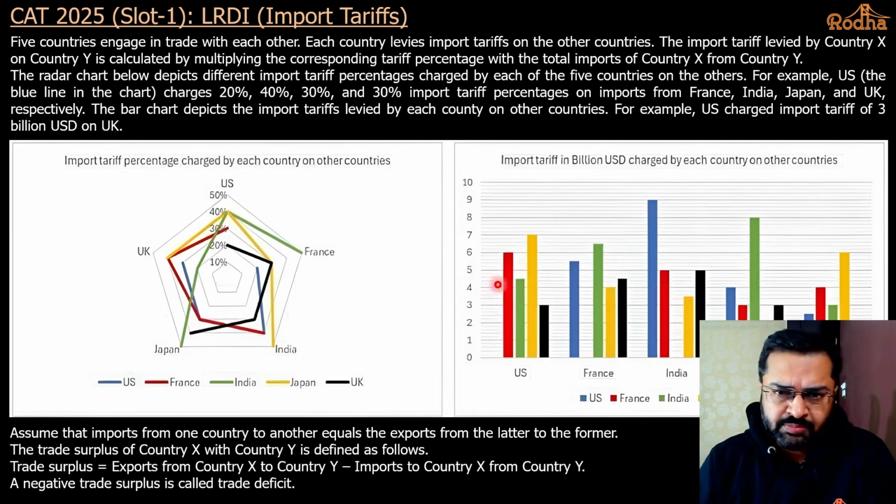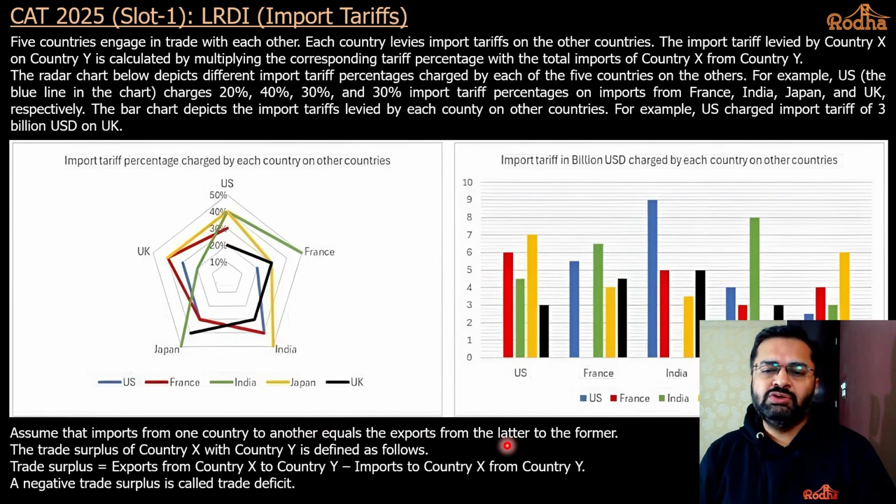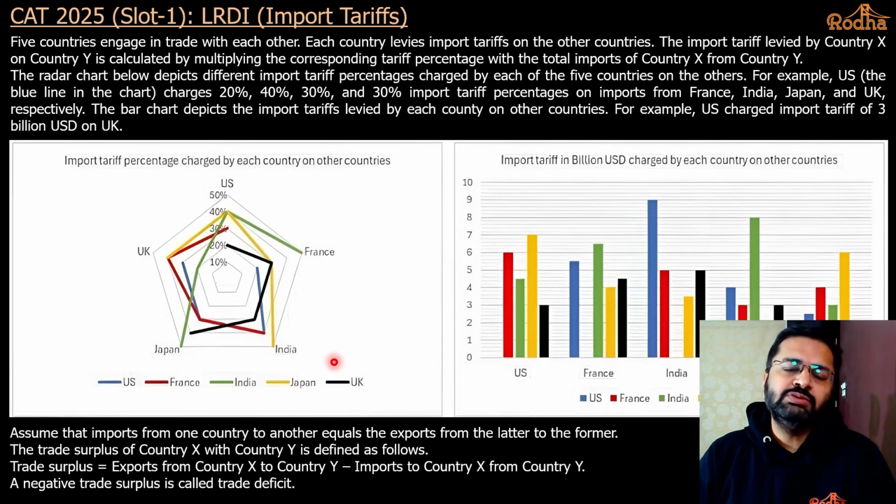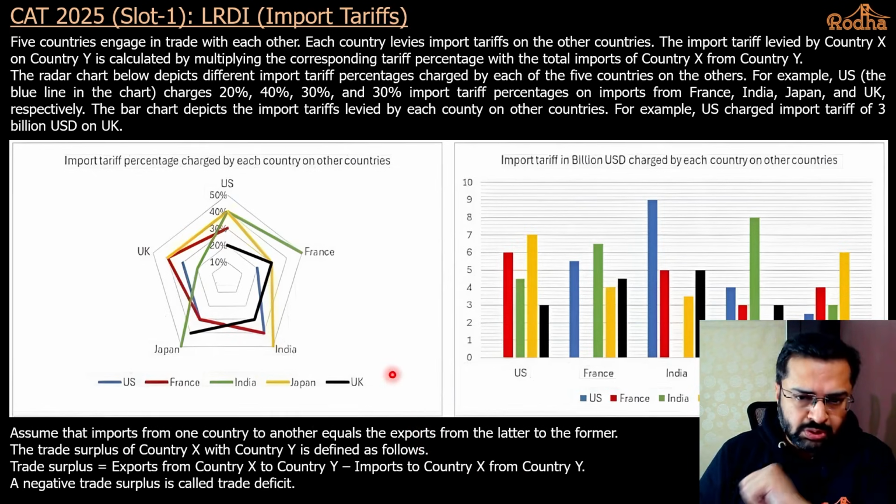There's nothing in this. Let's just read this part as well. Assume that imports from one country to another equals the exports from the latter to the former. So if India is exporting something to Japan, so that becomes India's exports to Japan, or we can also say they are Japan's imports from India. But here this whole thing is given in the context of an importer, an import tariff percentage, import tariff. So it would be good if while doing the calculations or while looking at the questions, we think in terms of the importers only. So this part is clear.